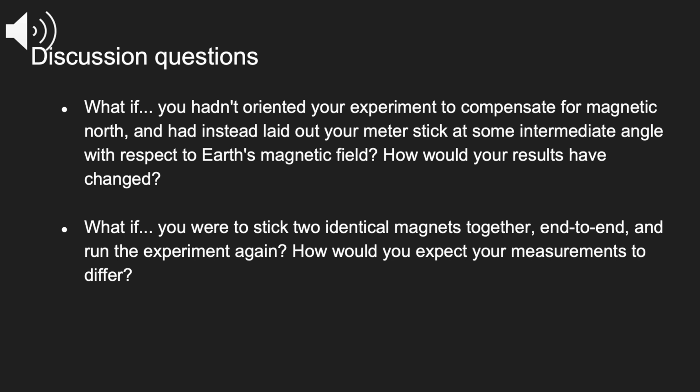What if we were to stick two identical magnets together end to end and run the experiment? How would you expect measurements to differ? We would end up with the same values for observed locations. However, there would be a scalar component multiplying the magnetic field strength of the magnetic dipole.